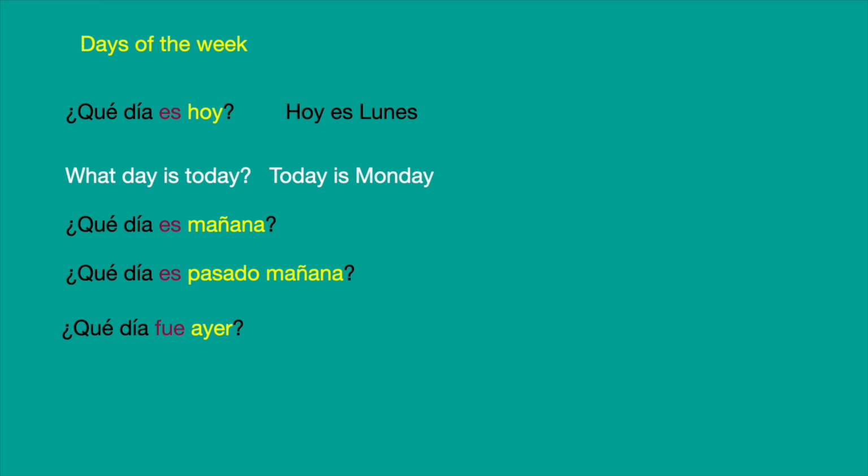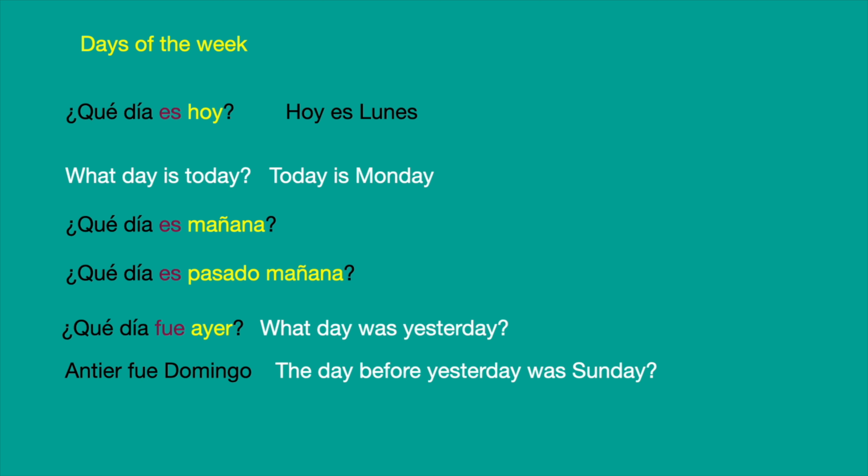And ¿qué día fue ayer? Ayer. So I know that fue, we didn't study that before, but basically it's just the past, all right? So we are going to study that later. So, ¿qué día fue ayer? What day was yesterday? And also we have antier fue domingo. So the day before yesterday it was Sunday. So antier means the day before another day. Antier fue domingo. So the day before yesterday was Sunday.